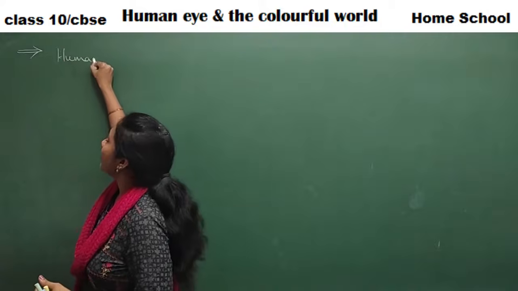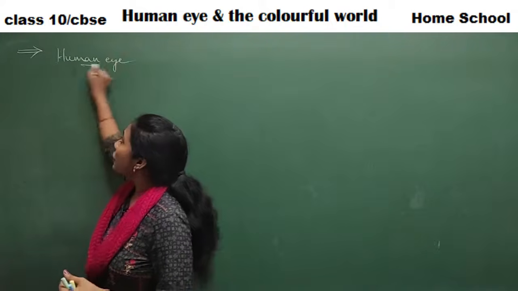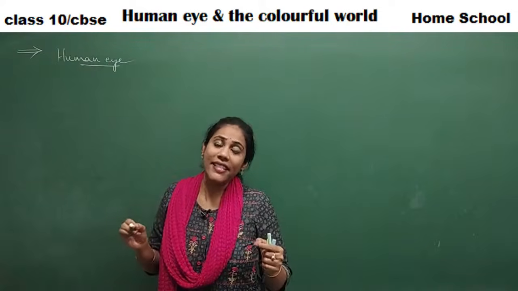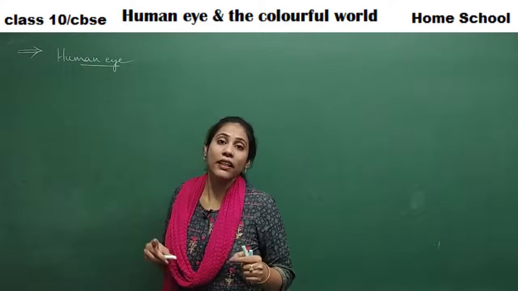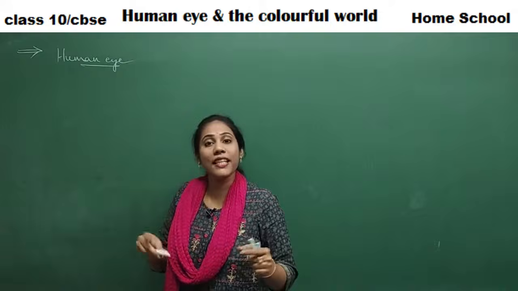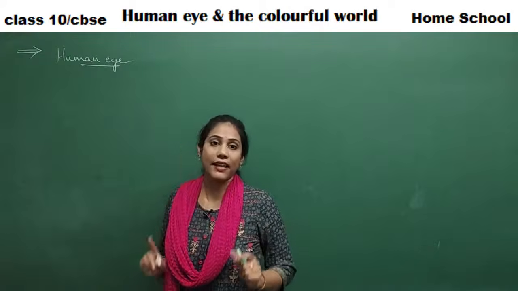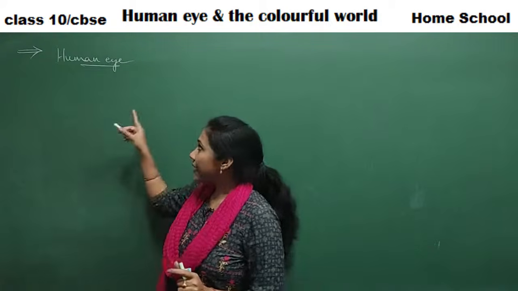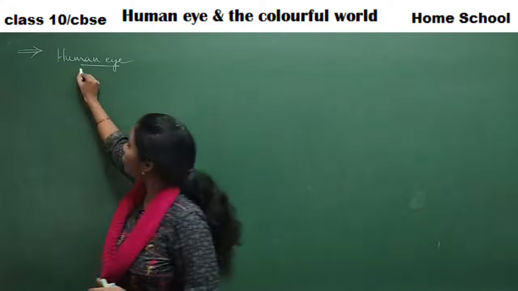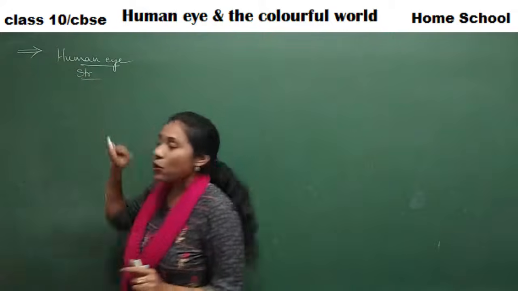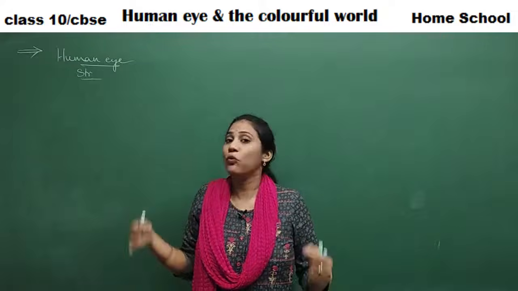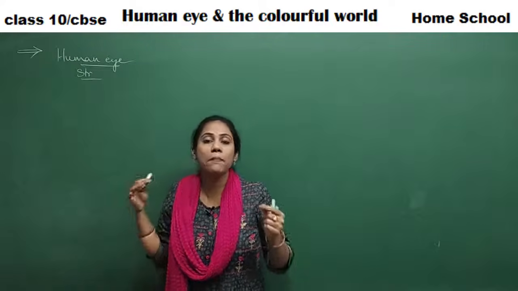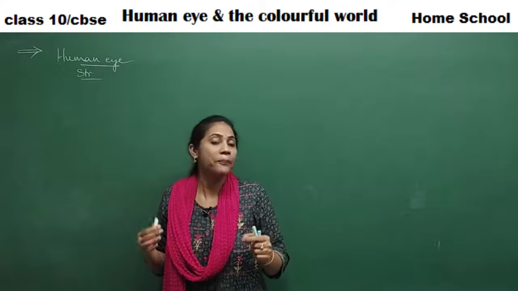human eye. Because human eye is a very sensitive organ. It is this sense organ that is used to see various things present around us, right? So let us study the structure of human eye especially. What is the eye made up of? What parts do you have? What is the importance of those parts which are present in the eye?